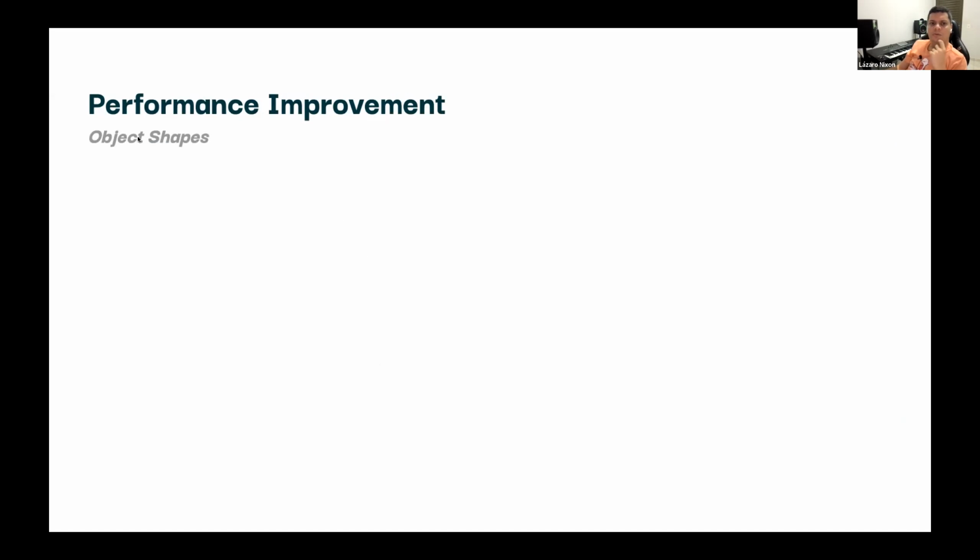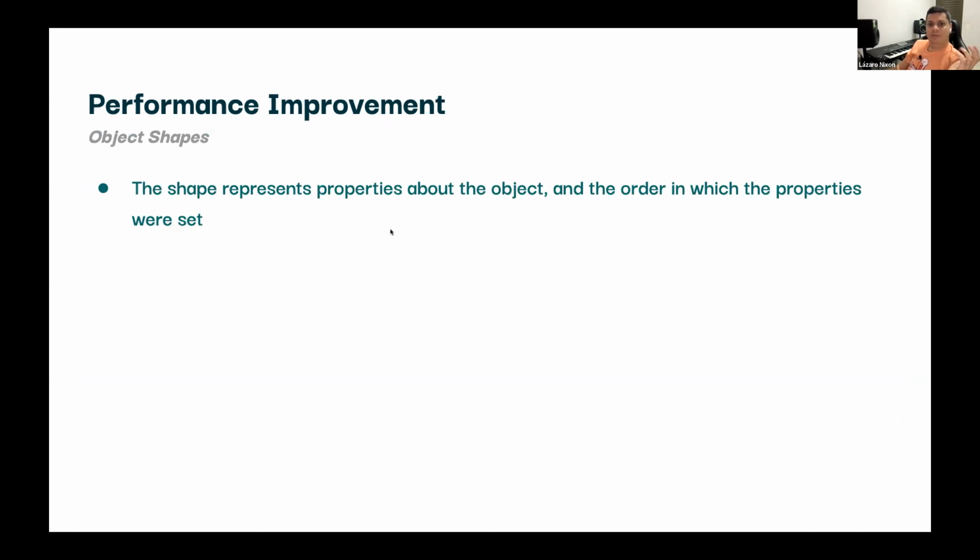Another thing that was introduced in Ruby 3.2 are object shapes. What is that? The shapes represent properties about the object and the order in which the properties were set. When we are talking about properties, mostly we're talking about instance variables. So it means that if you have a class with the instance variables in the same order, and you instantiate this class many times, you'll have a performance gain because you'll have a kind of cache of this class.